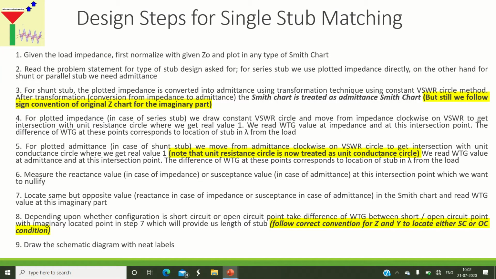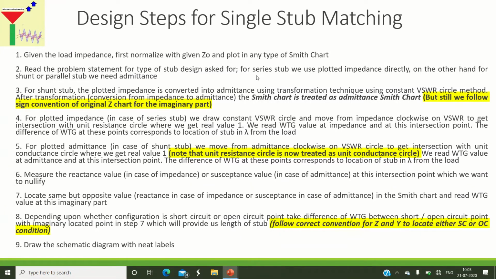these detailed design steps for designing single stub matching circuit. So the first step is we have been supplied with the impedance, right? So that impedance we will plot into the given Smith chart. Again, the type of Smith chart doesn't matter. So how do we input the impedance point into the Smith chart? By normalizing it. Okay, so the common procedure. Then we will read the problem statement. First of all, what type of design of the stub is asked. Okay, so whether a series stub is asked or whether a shunt stub is asked.